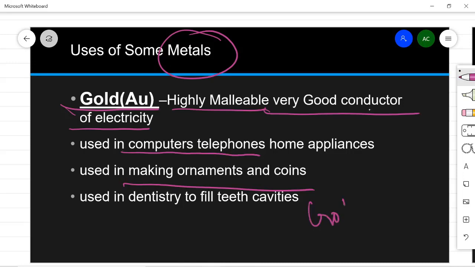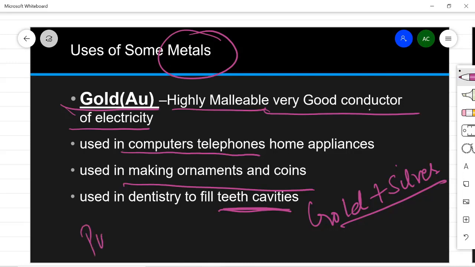Gold is mixed with some silver, and this alloy of gold and silver is filled in tooth cavities. Okay. So, this alloy is used to fill cavities, and pure gold is very soft, very soft. So it cannot be turned into jewelry. So, to make jewelry it is mixed with copper, nickel, silver, etc., and this makes it harder and cheaper.